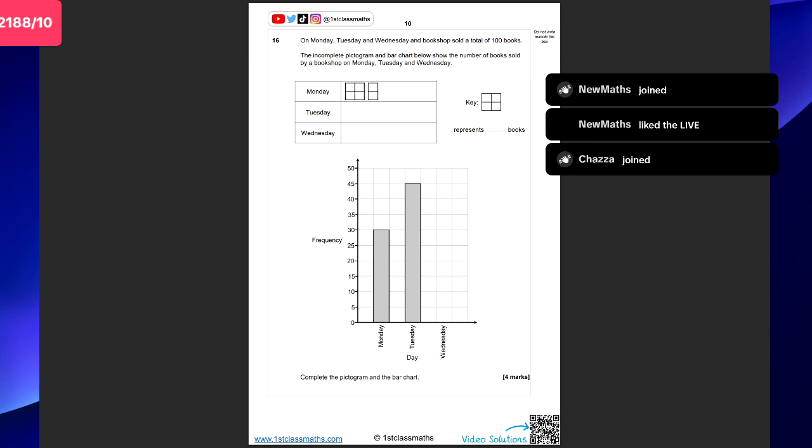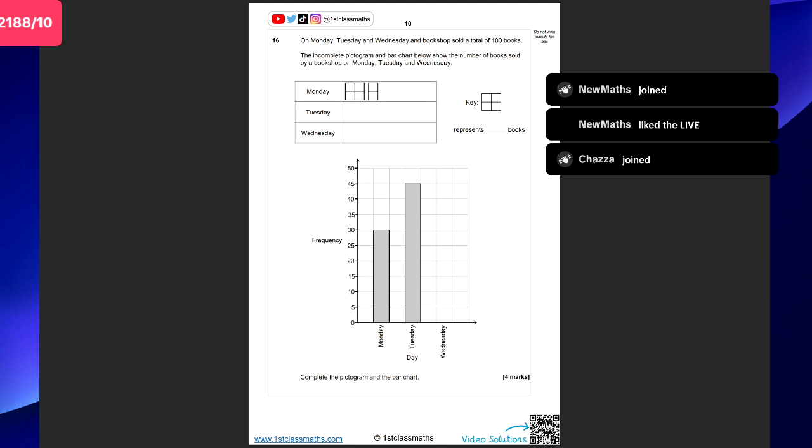So a bookshop sold a total of 100 books. The incomplete pictogram and bar chart shows the number of books sold by a bookshop on Monday, Tuesday, and Wednesday. So on Monday it sold 30.